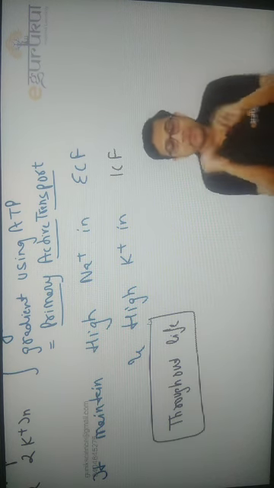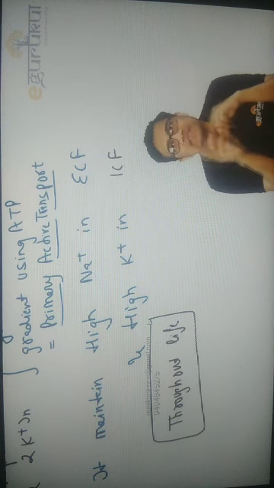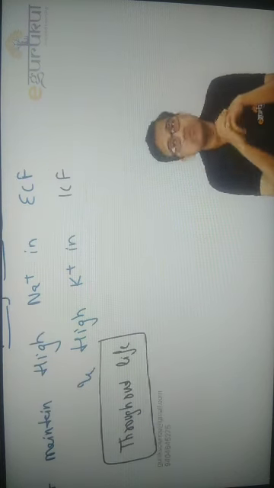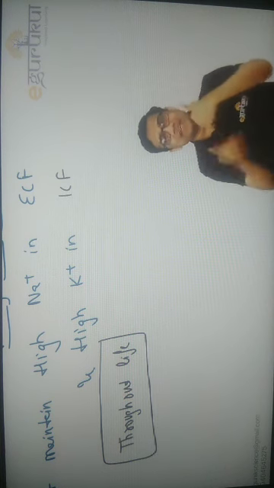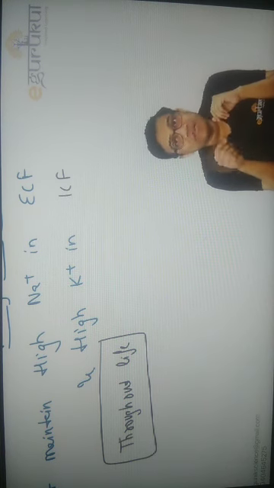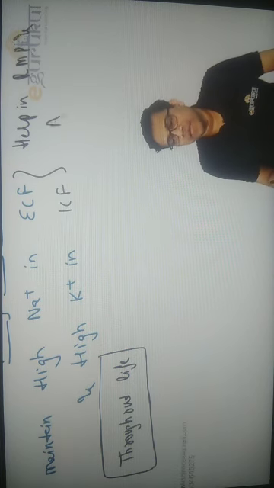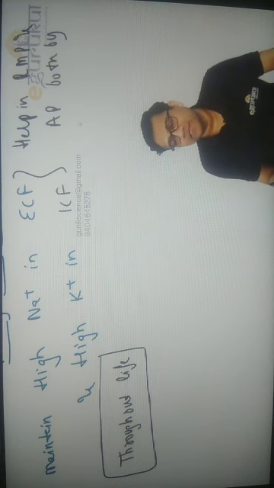Now see the beauty of this thing. Because sodium is always high outside, when you open the sodium channel, it will come inside, and it can bring glucose and amino acids also. So it helps not just in ionic transport but also in the transport of solids. Second, because potassium is high inside, it has a net gradient to flow outside, and that creates the RMP. So it helps in RMP and AP both by creating high sodium in the ECF.